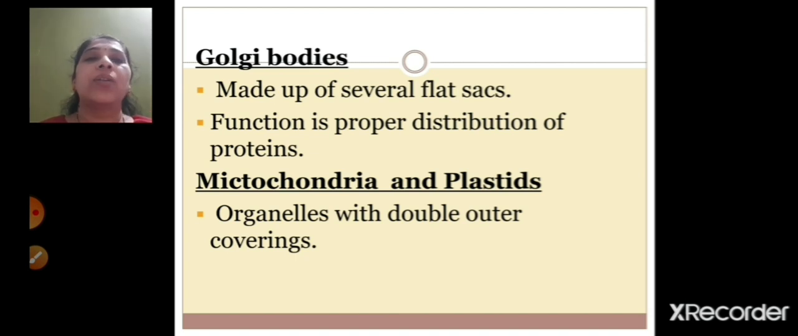Next are mitochondria and plastids. These two organelles are covered with a double outer covering, right? So Golgi bodies are made up of several flat sacs, and their function is proper distribution of proteins. And mitochondria and plastids are the organelles with a double outer covering.